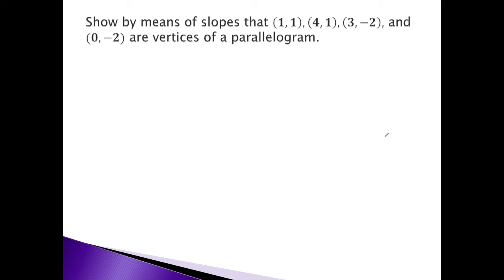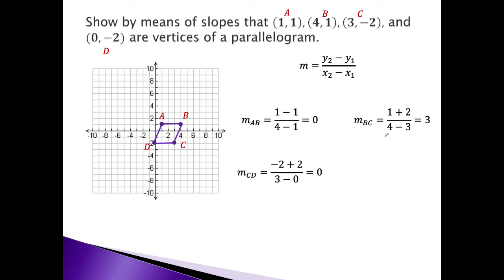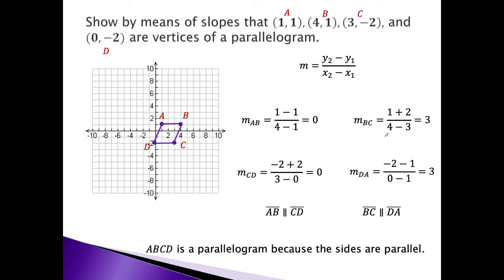Show by means of slope that the quadrilateral with the given vertices is a parallelogram. If we graph our points and label them, we use m equals y2 minus y1 over x2 minus x1. Last time we did this by showing that opposite sides had the same distances, or that the midpoints intersected. This time we're going to do it by the fact that the opposite sides are parallel. So AB has slope equal to 0, and BC has slope equal to 3. CD has slope equal to 0, and AD has slope equal to 3. So AB is parallel to CD, BC is parallel to DA. Because the opposite sides are parallel, this is a parallelogram.